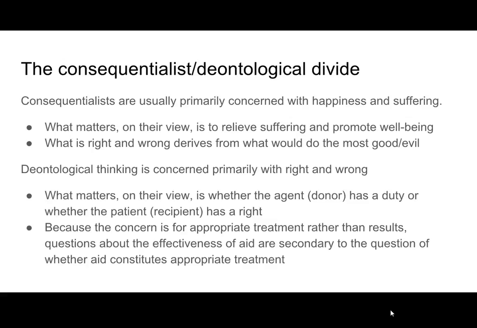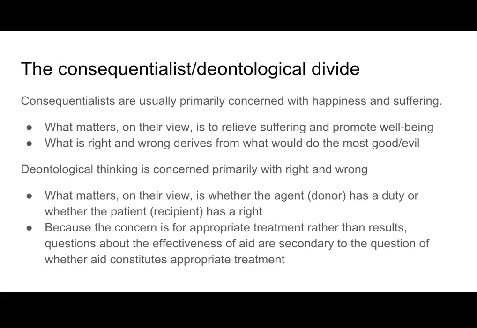Okay, we can do some further clarificatory work by exploring the differences between consequentialists and those who are more deontological in their thinking. Consequentialists are usually primarily concerned with happiness and suffering. What matters on their view is to relieve suffering and promote well-being, right? The essence of morality, in some sense, is to avoid suffering and promote well-being. So what's right and wrong derives from what would do the most good or evil, right? So specify our global duties to the point where it maximizes the total amount of good done and minimizes the total amount of harm.